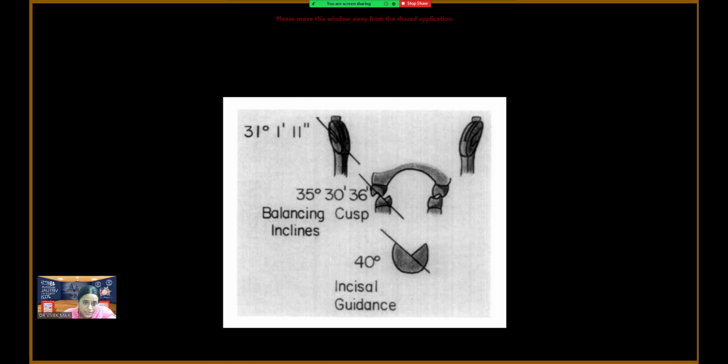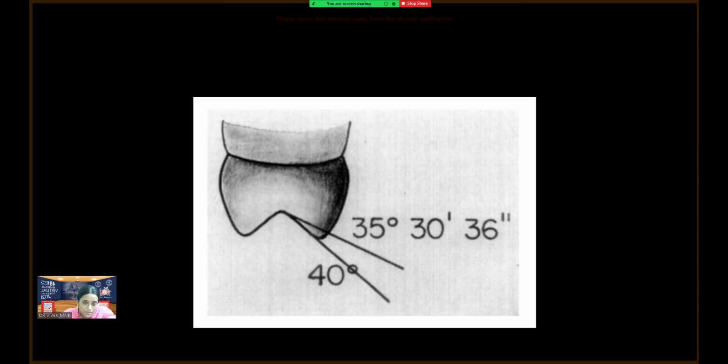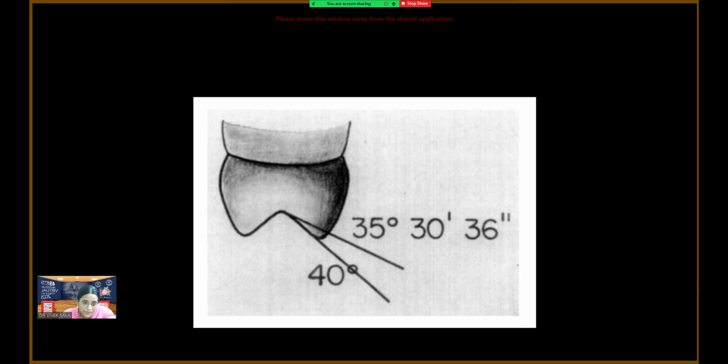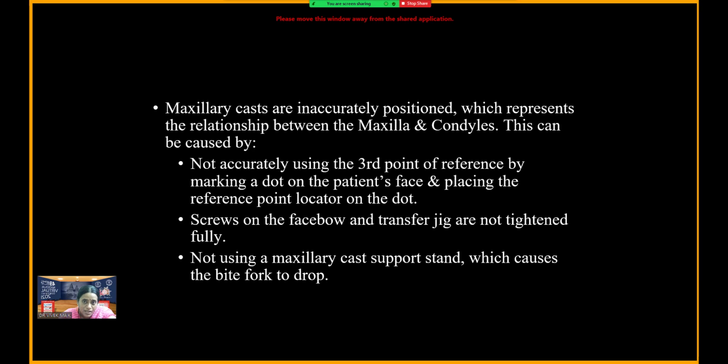35.5 millimeters. So approximately there is a deviation of around 4.5 millimeters in the balancing cusp inclines of the molars. This is clearly shown in the picture, where there's a difference of around 4.5 millimeters in the balancing cusp inclines of the molars because of the raise in the occlusal plane. There were certain studies which were also used to check the position of the maxilla to the condyle.